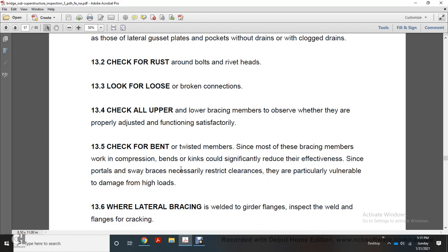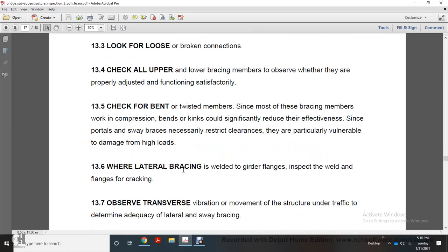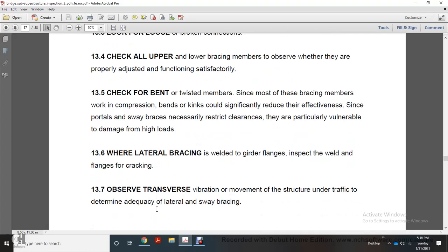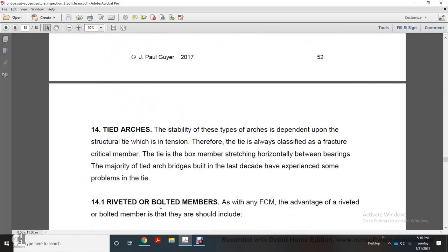Check for bent, twisted members, since most of the bracing members work in compression. Bends and kinks could significantly reduce the effectiveness of the portals and sway braces. Members that restrict clearance are particularly vulnerable to damage from high loads. Where lateral bracing meets the girder flange, inspect the web and flange for cracking. Observe the transverse vibration movement of the structure under traffic to determine adequate lateral and sway bracing.